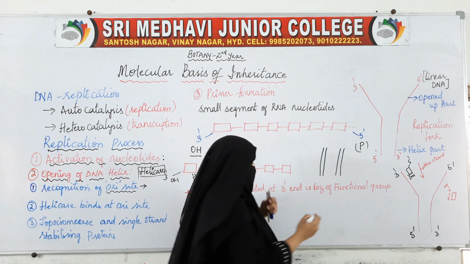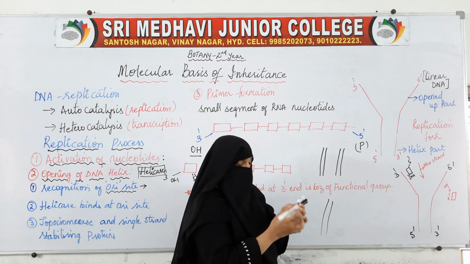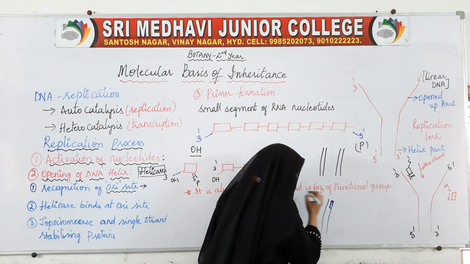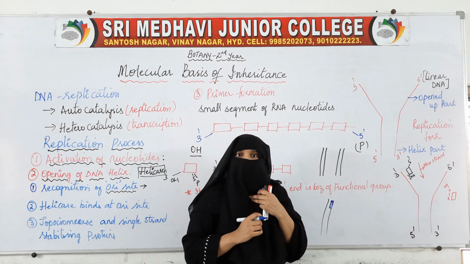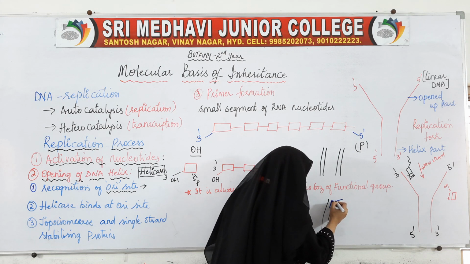For example, this is the DNA. A special sequence will be there on this DNA. For example, the special sequence is here. Now what happens here? The helicase enzyme comes.